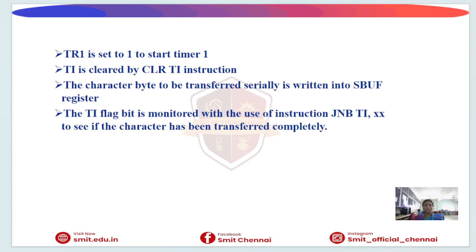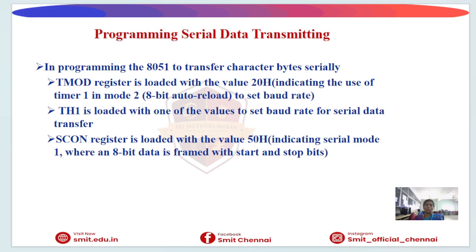First, the TMOD register is loaded with 20H. How is the TMOD register loaded with 20H? This selects timer 1 in mode 2, which is the 8-bit auto-reload mode. The timer is used to generate the baud rate required for the serial communication. Next, the TH1 register is loaded with a suitable value depending on the required baud rate. For example, for a 9600 baud rate, a specific hexadecimal value is loaded into TH1.